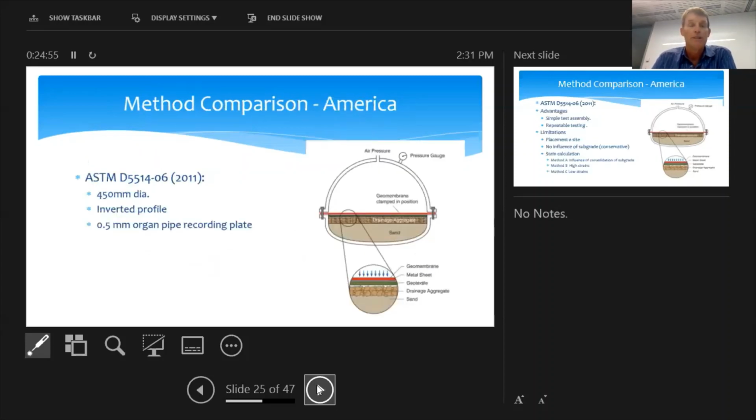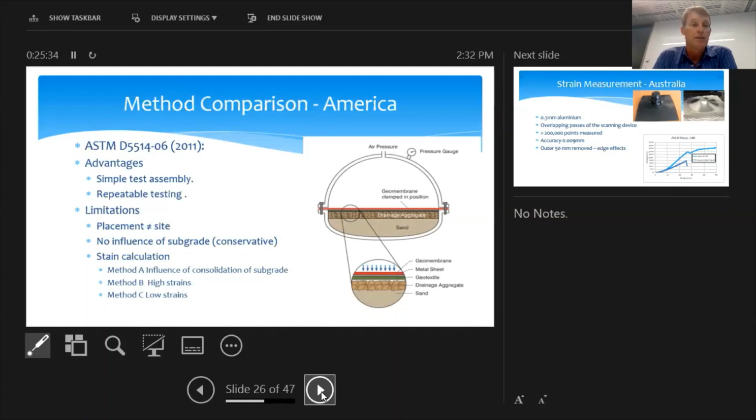In terms of the American standard, essentially it is a 450 diameter cell. The profile is inverted. In other words, the gravel is at the bottom. You have your protection geotextile above the gravel, and then you have your geomembrane above that, and the air pressure comes from the top. That's how you apply the pressure on the system, through air or liquid from the top. And a 0.5 millimeter organ pipe metal is used to record the deformations.